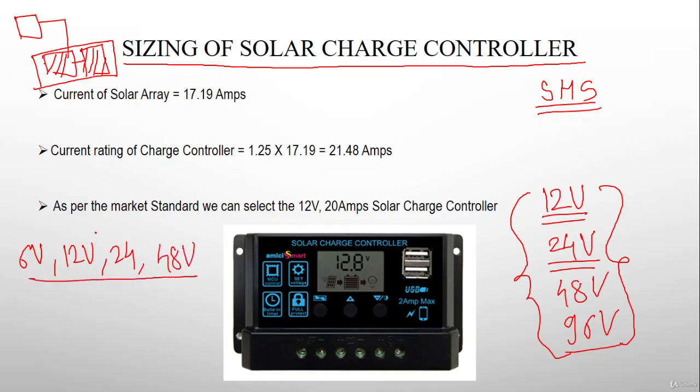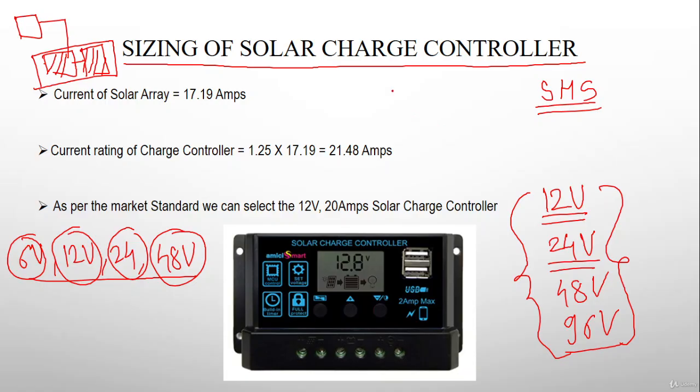So basically the charge controller we are selecting depends upon the multiples of 12 volt, 24 volt and 48 volt. This is because the charge controller is used to charge the solar battery, and this solar battery has a typical voltage in multiples of 6 or 12. That is why, whenever we size the solar charge controller or make the connections of the solar panels, we have to keep that in mind.